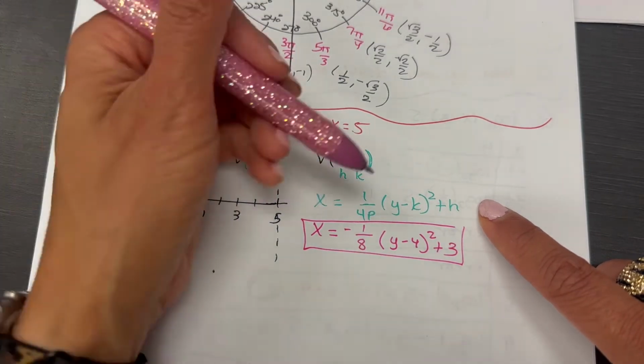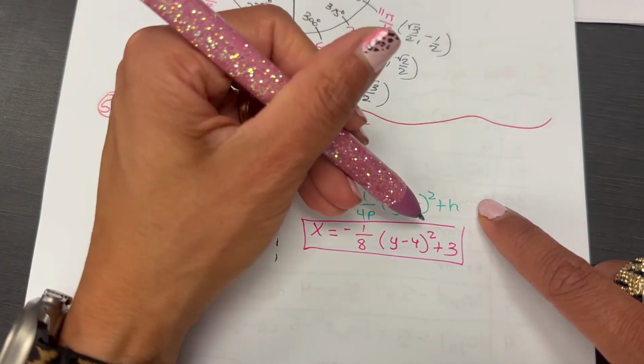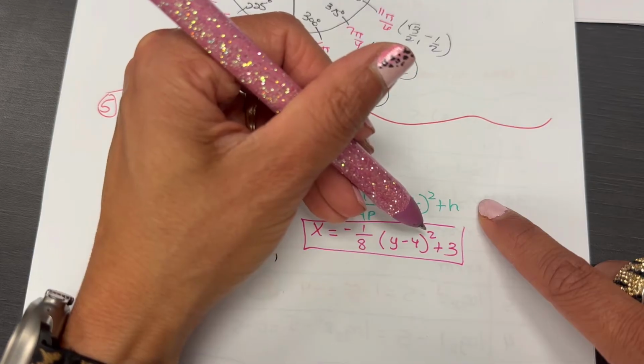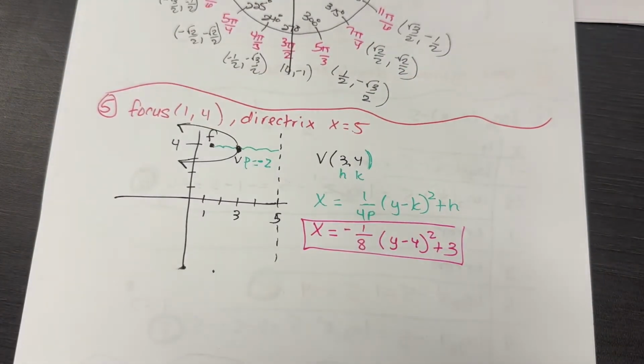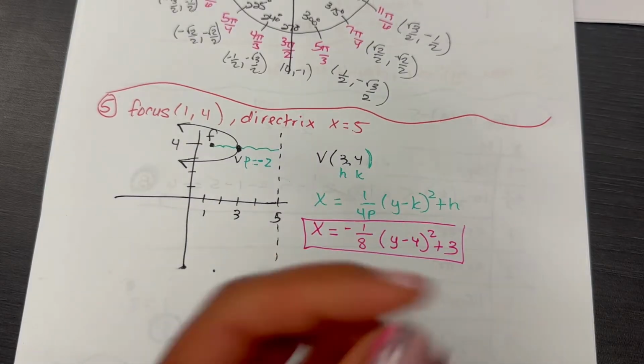I've noticed a lot of students were forgetting the negative, and a lot of students were forgetting that power of 2, and a lot of students were putting y equals instead of x equals. And that's number 5.